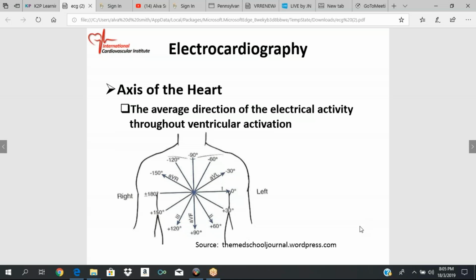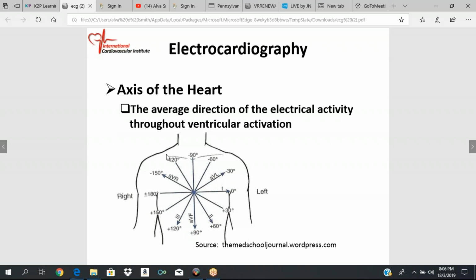When we say the axis of the heart, we're talking about the average direction of the electrical activity throughout the ventricle. Basically, what direction does the electrical activity, or if you want to call it electrical current, flow in? What general direction?